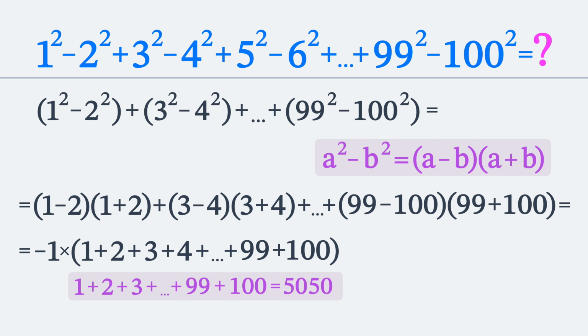Therefore, in our math problem, we multiply negative 1 by 5050 and get the answer, negative 5050.